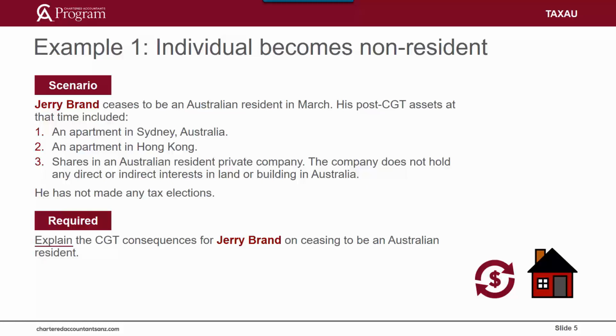Remember, explain is the task word or verb that we use to express what you need to do and to what depth. Explain means you need to provide a reason for the tax consequences for each of his post-CGT assets. It is also important to note the other specific requirements of the example. You are also told that Jerry has not made any tax elections. Therefore, he has not chosen to disregard any of the consequences on ceasing to be an Australian resident.